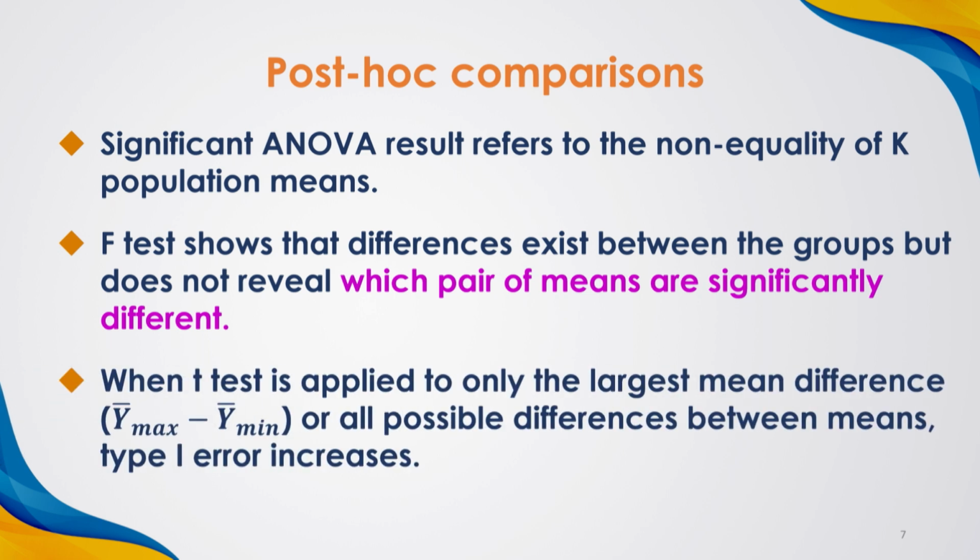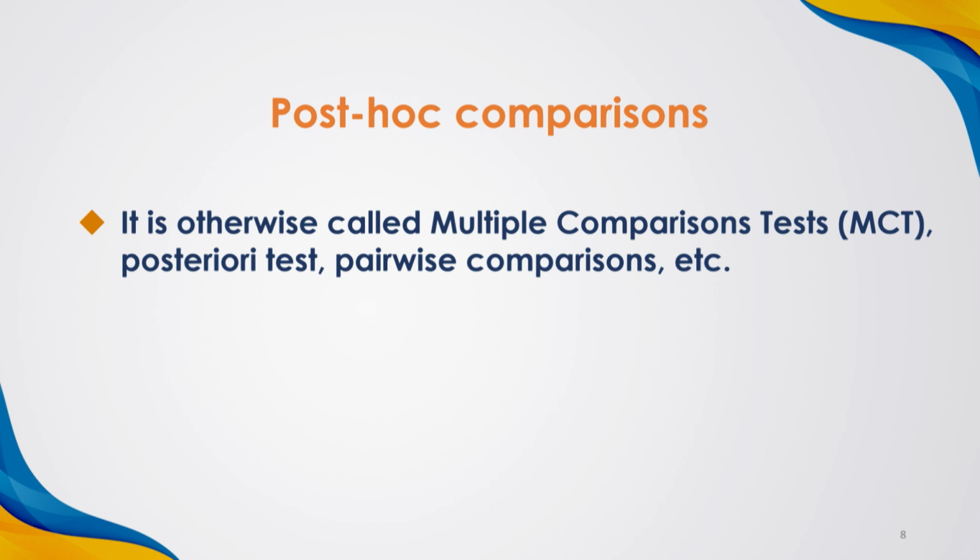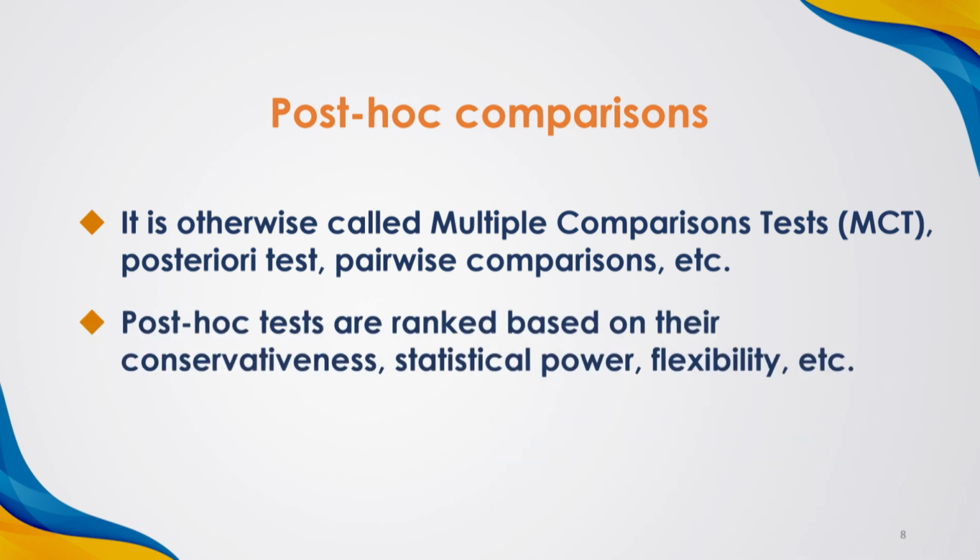When a t-test is applied to only the largest mean difference or all possible differences between the means, type 1 error will increase. For this reason, we are going to post-hoc comparisons. It is otherwise called multiple comparison test, acronymed as MCT. It is otherwise called a posteriori test, pairwise comparisons, etc. Post-hoc tests are ranked based on their conservativeness, statistical power, and flexibility in computations, etc.